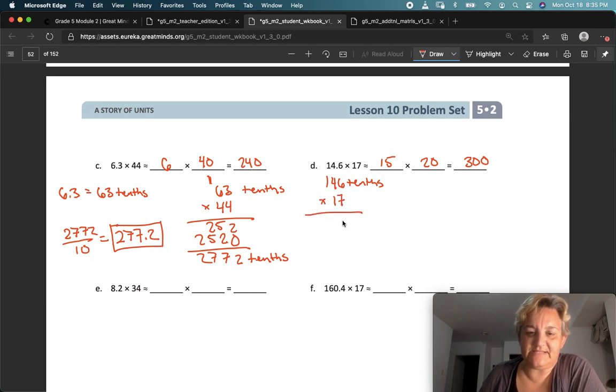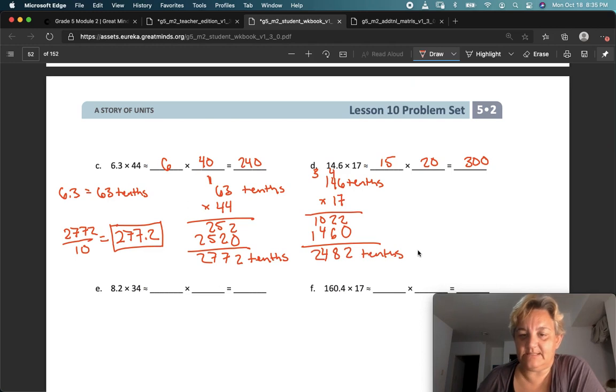And 17 times 6 is 42. Carry the 4. 7 times 4 is 28, 9, 10. Wait a minute. 14, 28, 29, 33, 132. Carry 3. 7, 8, 9, 10. Okay. And then drop a 0. And 1 times 6 is 6. 1 times 4 is 4. And 1 times 1 is 1. Then add 2, 8, 4, 2 tenths.